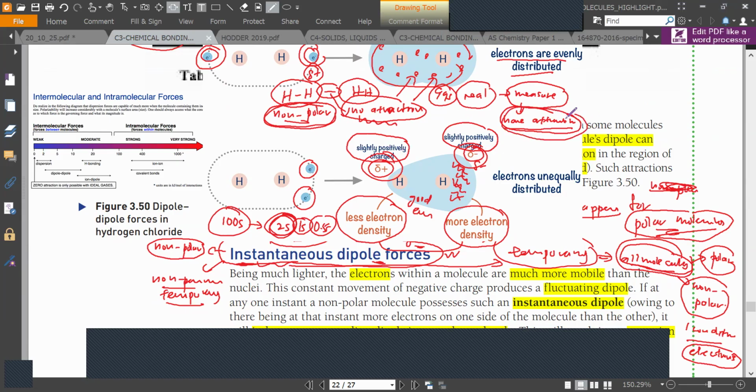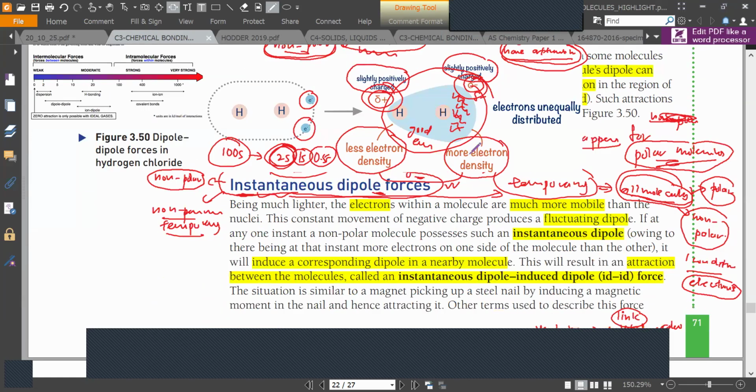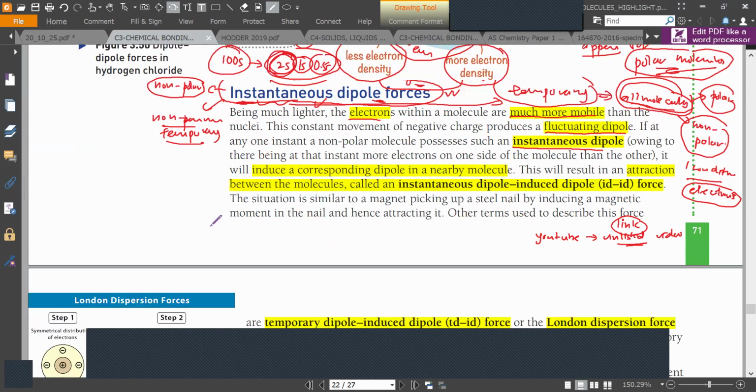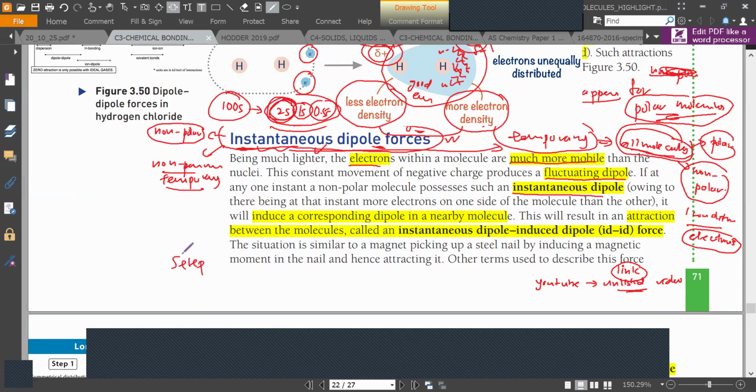So that's why in the real situation we measure the attraction, because it can happen. Although not often, it can happen. So we are saying that as long as there are electrons, this instantaneous dipole can happen. Electrons are much more mobile, so they give a fluctuating dipole, an instantaneous dipole, a dipole that can happen only for a very short time. And this is step one. Okay, step two.